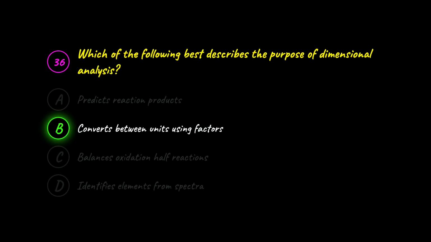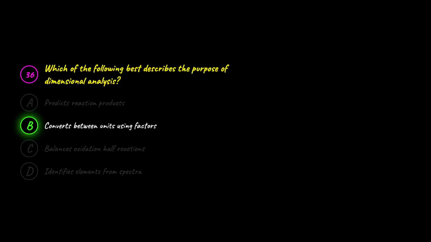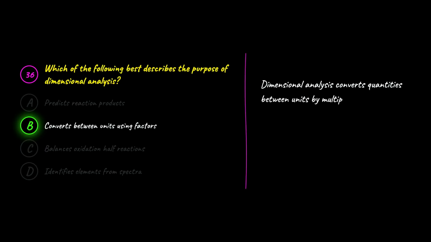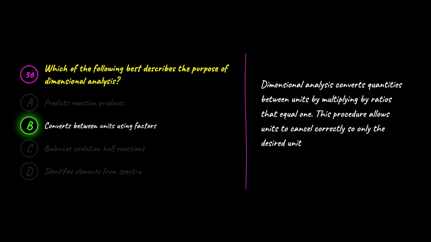The correct answer is B. Converts between units using factors. B is correct because dimensional analysis converts quantities between units by multiplying by ratios that equal 1. This procedure allows units to cancel correctly, so only the desired unit remains in the final answer for the calculation.